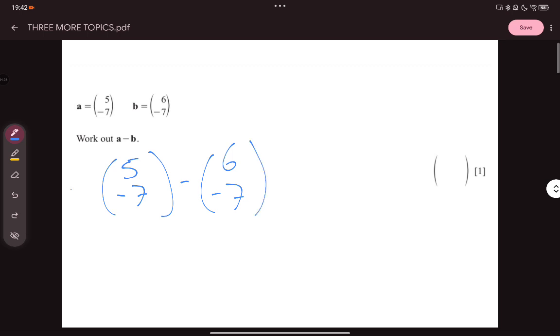And then we do exactly what we would expect to do. Along the top, 5 minus 6. Be very careful, of course. That takes us into the negatives. 5 minus 6, negative 1. And then along the bottom, negative 7 minus negative 7. Well, minus minus gives us a plus. Negative 7 plus 7 is 0. Well, it's an actual 0. Don't leave an empty space or just write negative 1 for your answer or anything like that. The final answer is (negative 1, 0).